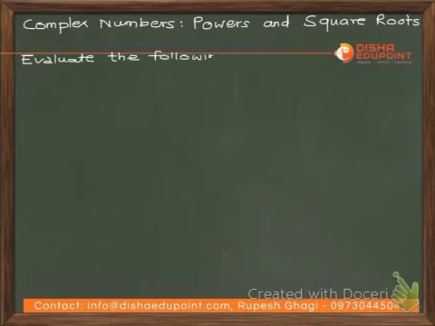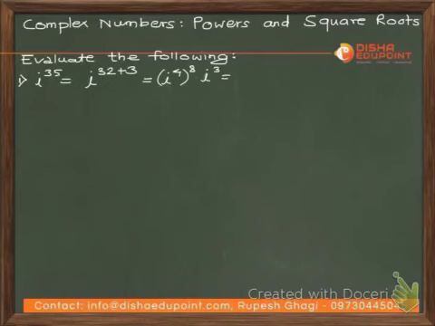Now by using whatever we have learned in the earlier slide, evaluate the following values. Say i to the power 35. So i to the power 35 could be written as i to the power 32 plus 3. 35 is equal to 32 plus 3. 32 is multiple of 4, right? That's why we can write i to the power 4 to the power 8 into i cube. So i to the power 4 is 1. So this value is nothing but equal to i cube, right? But i cube is equal to minus i, and that's why i to the power 35 is equal to minus i.